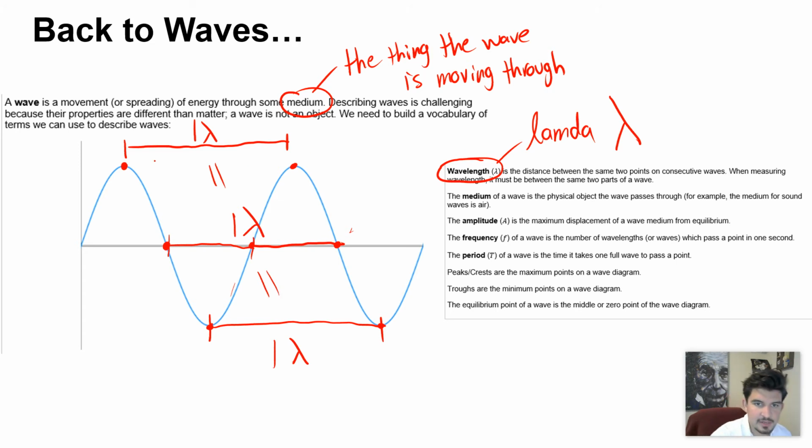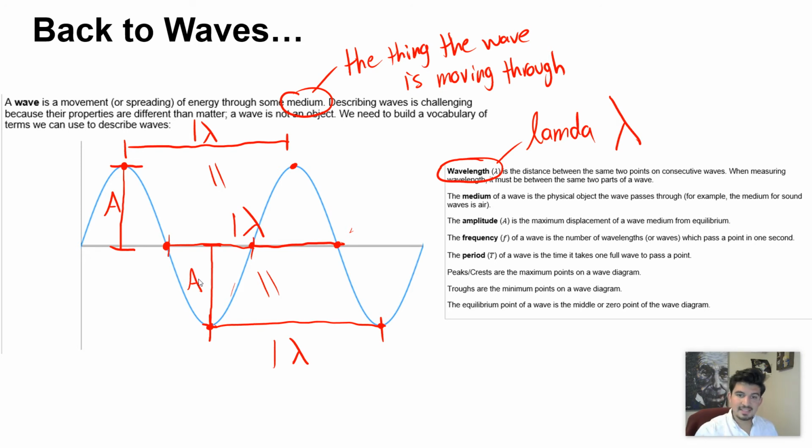Amplitude, again, is very simple. Amplitude is just the measurement from the equilibrium point to the maximum point. So this would be the amplitude. You can also measure to the bottom maximum, just like we talked about with our pendulum.